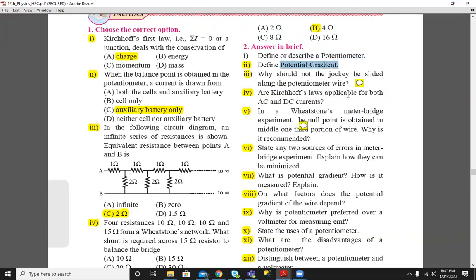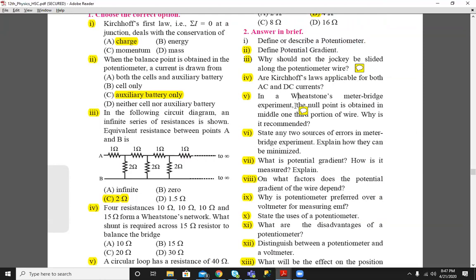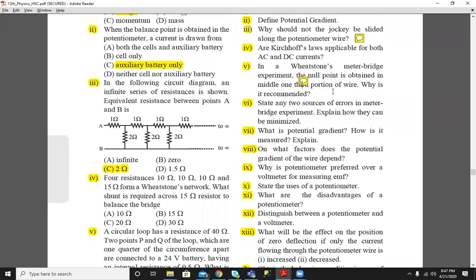Describe a potentiometer, potential gradient. Why should the jockey not be slid along the potentiometer wire? The answer is it will affect the cross-sectional area of the wire, hence the final reading will get affected. Is Kirchhoff's law applicable for both AC and DC currents? Yes. In Wheatstone bridge, the null point is operated at the middle one-third portion. Why? It is recommended to get the maximum accuracy. In this case, the ratio arms are nearly equal, and the end resistance of copper strips also produces the least effect. Hence, the meter bridge will be most sensitive.